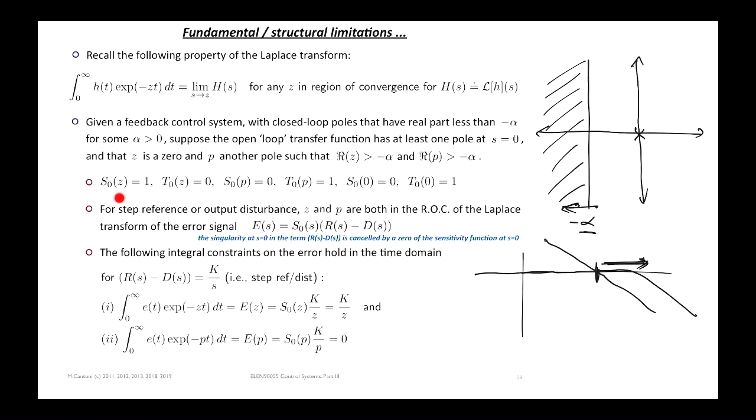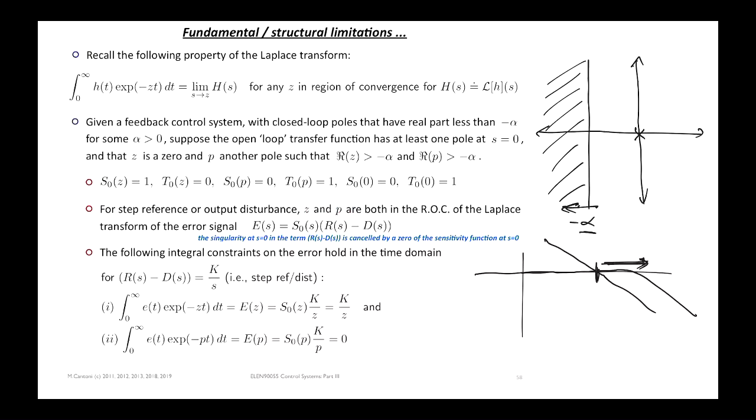We know that by virtue of the interpolation constraints that we just saw, the output sensitivity function evaluated at the open loop 0 must be equal to 1. The complementary sensitivity function inherits the open loop 0. The sensitivity function at the pole will be 0. The complementary sensitivity function at the open loop pole will be 1. And we know that s equals 0 is a pole. So at 0 we have these interpolation constraints here.